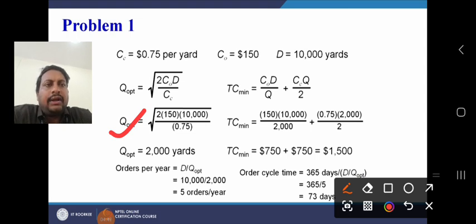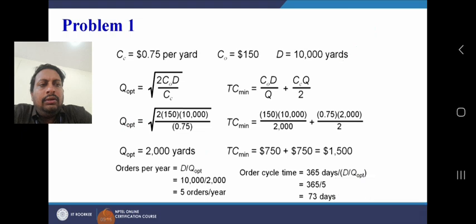The annual demand is 10,000. Then how many times are we placing the order? That is the number of orders per year. Annual demand is 10,000 and Q optimum is 2,000, so every time we place an order it is 2,000. The number of orders per year equals 10,000 divided by 2,000, which is 5 orders per year.